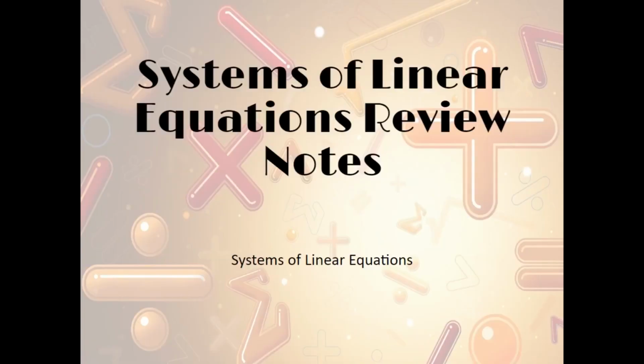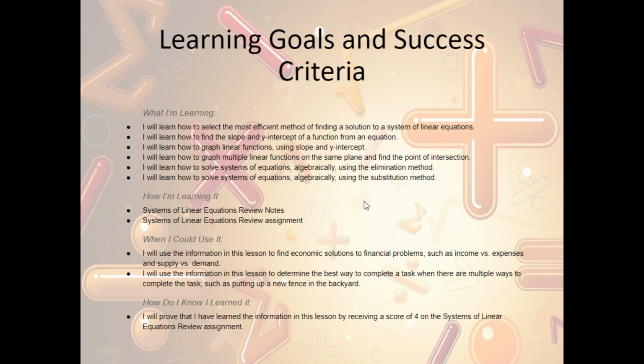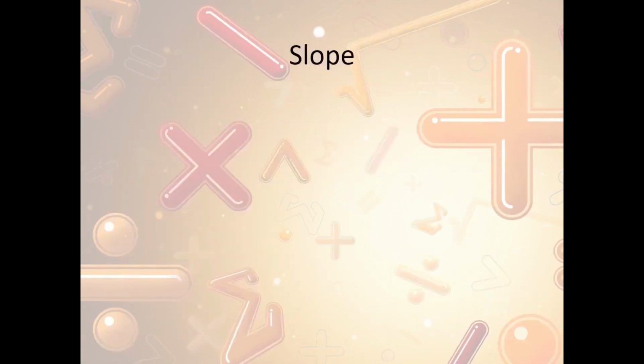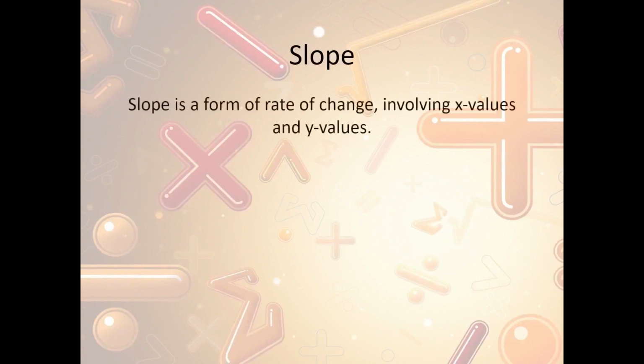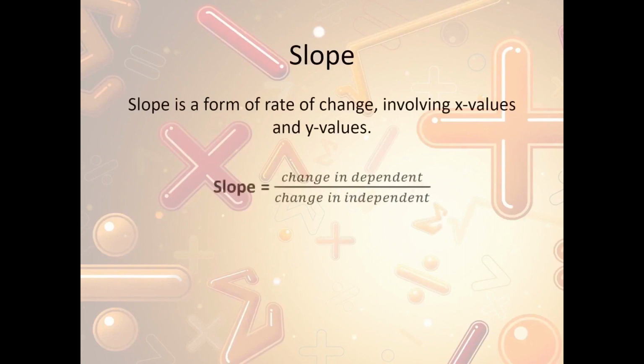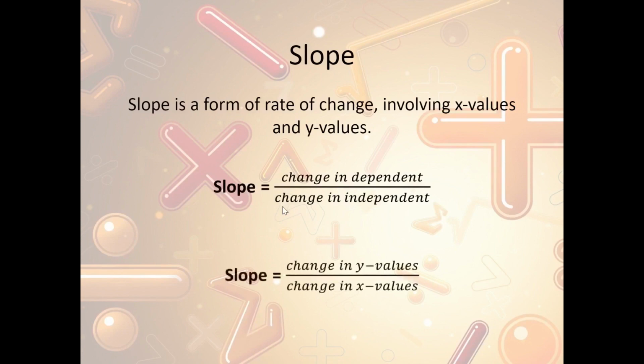Let's take a look now at the Systems of Linear Equations review notes. The notes begin with the learning goals and success criteria. Now let's talk about slope. What is slope? Slope is a rate of change involving x values and y values. Slope is known for being the change in the dependent variable over the change in the independent variable. Now, what does that really mean? That really means that slope is the change in the y values over the change in the x values. So it's always y over x.